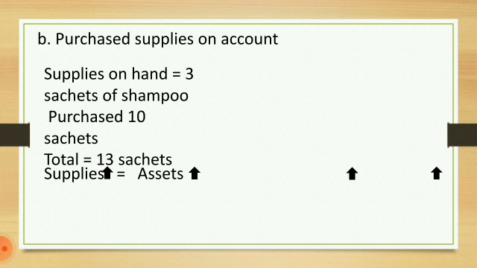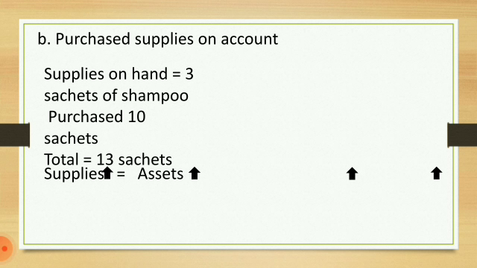Now, what's the second account? Do you remember the value received and value parted with? I have discussed it in my previous video. So your value received here is the supplies. And what about your value parted with? What did you give? Did you pay SM? Did you give out cash? The answer is no. Going back, purchase supplies on account.